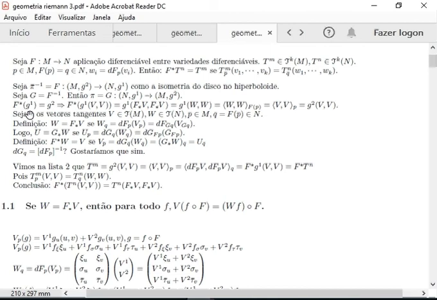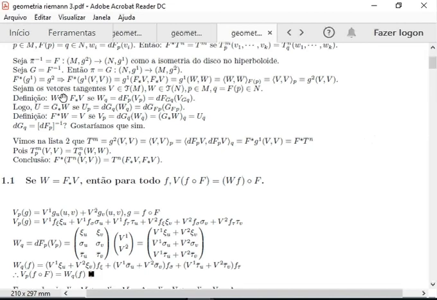F pullback applied to g1 is equal to g2, which implies pullback g1 (V, V) is equal to g1 pushforward of F applied at V. Another time, pushforward of F applied to V is equal to g1 applied to (W, W), which is the inner product of W, W at point F of P, equal to (V, V) at P, equal to g2(V, V).